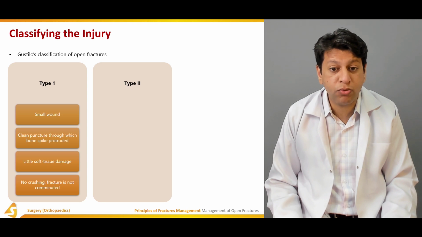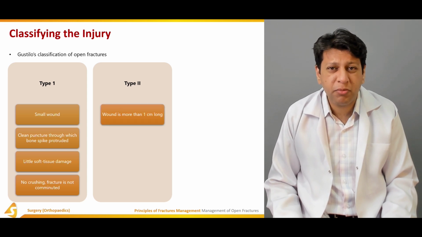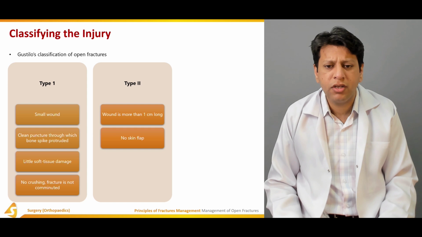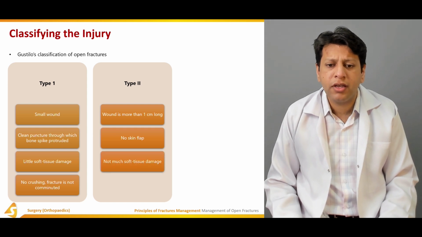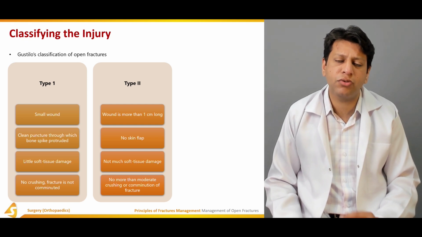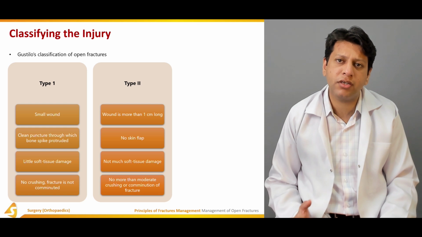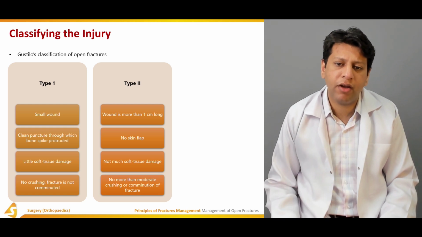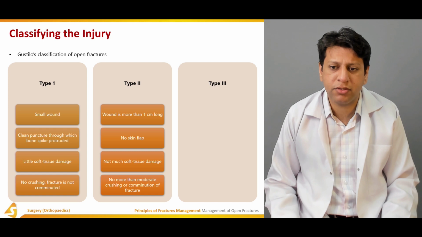Now coming to type 2. The wound is more than 1 centimeter, a little bit bigger wound. There is no skin flap and not much soft tissue damage as well. There is a moderate degree of crushing, and comminution of the fracture is usually present, but that actually is a high energy impact, and we have to understand that this is what happens.